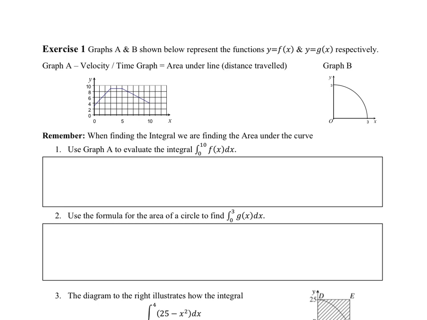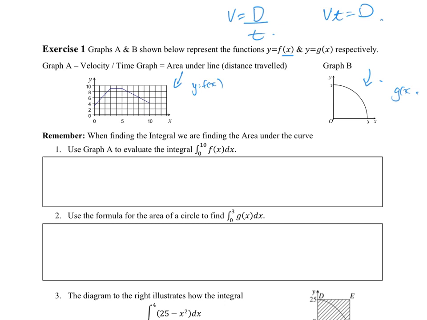So this is an example: I've got graphs A and B below, which represent the function y equals f(x), and this one is g(x). This is velocity versus time. You think about velocity as distance over time, isn't it? So if I find the velocity times the time, that'll be the distance.